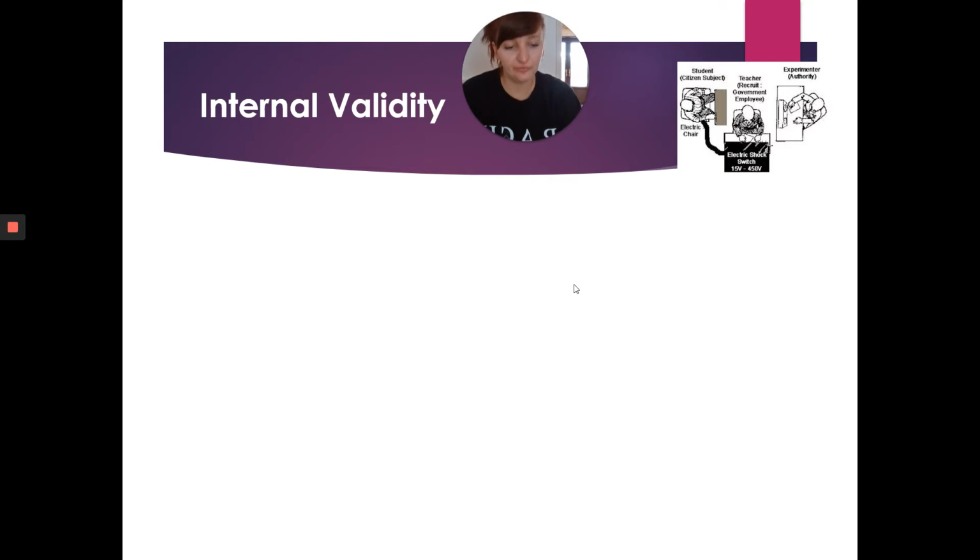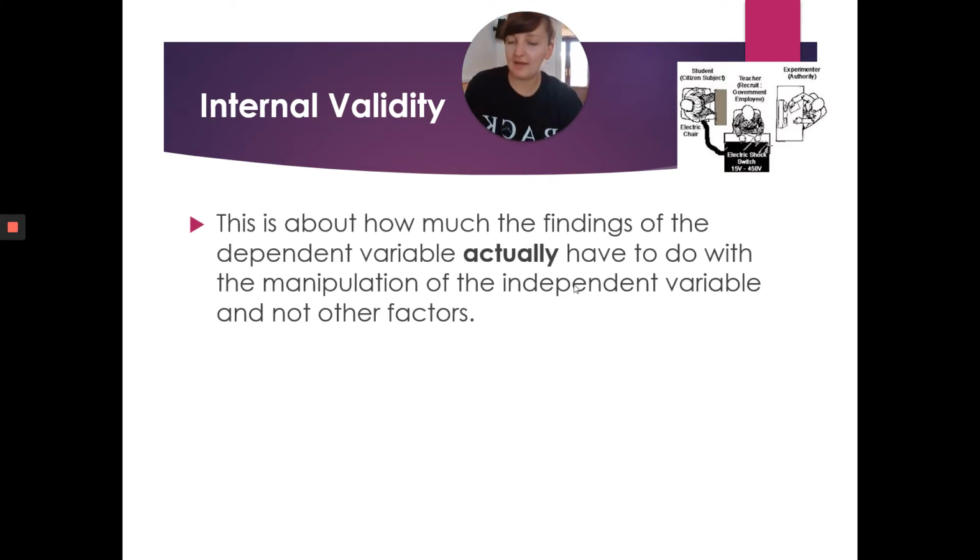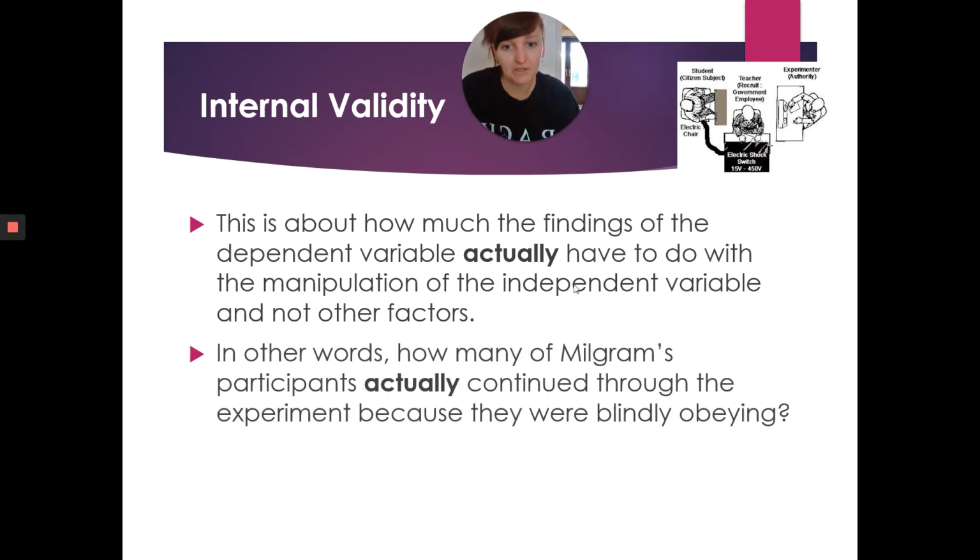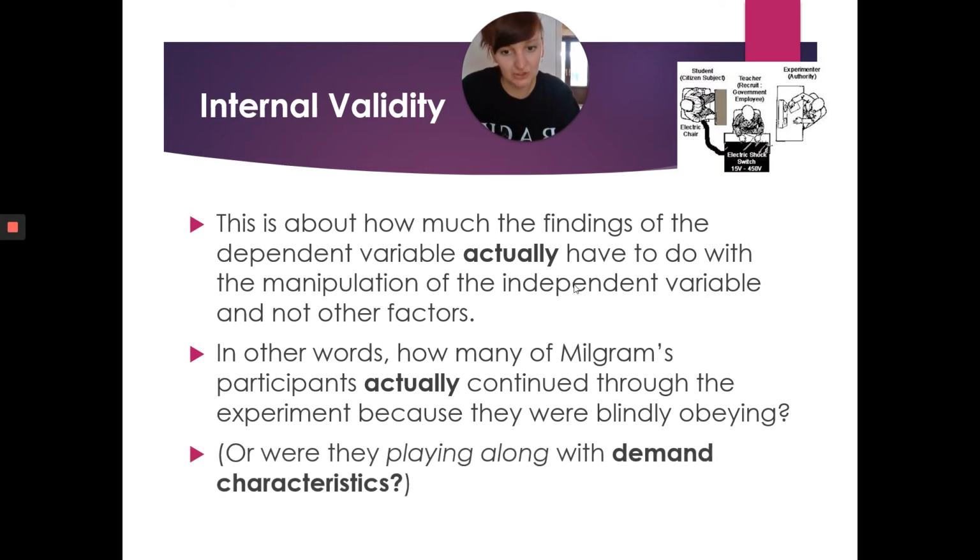So if we start with internal validity, this is how much the findings of the dependent variable actually have to do with the manipulation of the variable. So how true is something? Is it measuring what it should be? So if we think of Milgram, how many of Milgram's participants actually continued through the experiment because they were blindly obeying? Other factors that were not taken into consideration? Or was it demand characteristics, staying along because they felt like they had to?